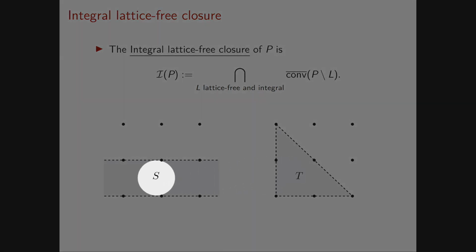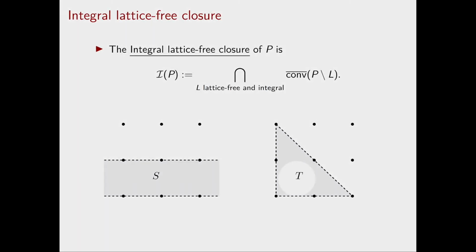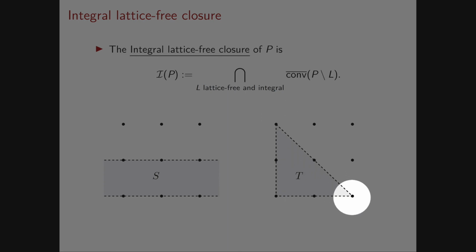So this we know very well, it's just a split. Therefore, the integral lattice-free closure in particular is smaller than the split closure because we're intersecting also all the sets corresponding to the splits. But on top of that, we have many more lattice-free integral polyhedra, and this guy here on the right is an example. As you can see, this is a triangle with the vertices integral and lattice-free. In particular, it's also maximal because it's not contained in any split.